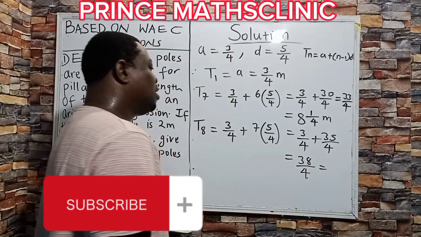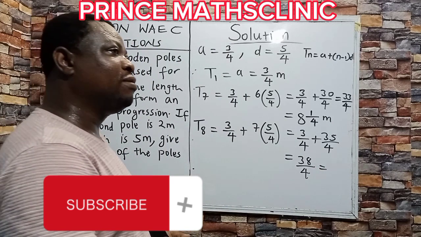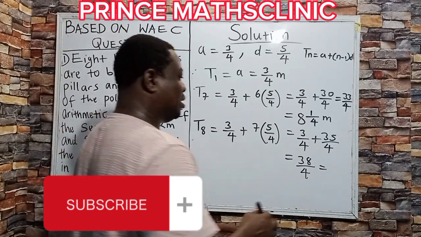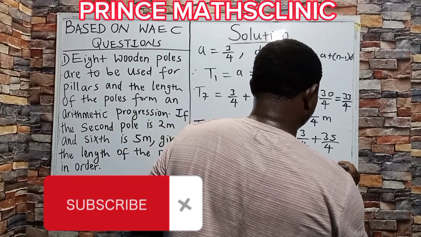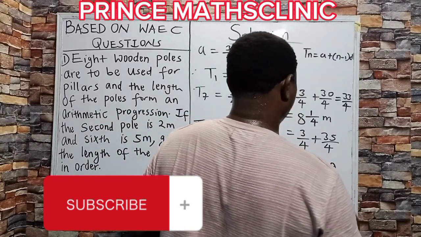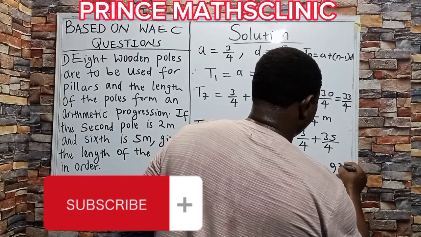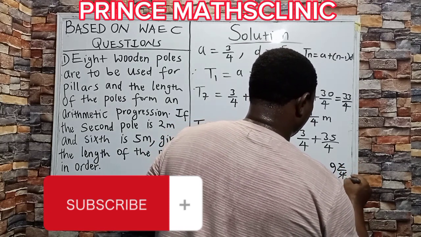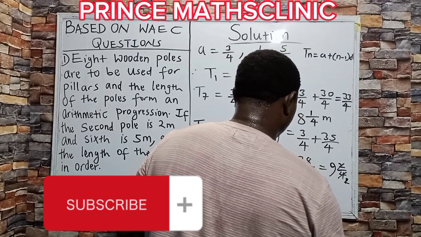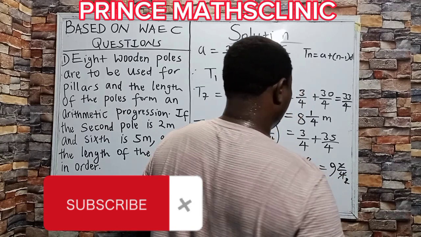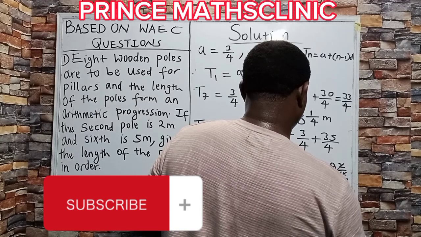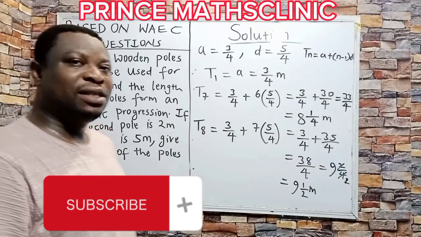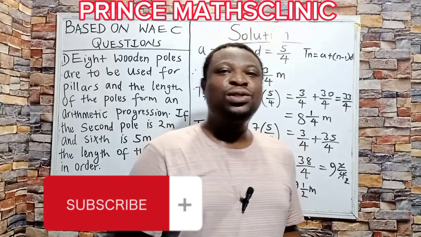And 4 can go in 38 in 9. 4 times 9 is 36, remainder 2 over 4. 2 can go here, 1. Sorry, 2. So this becomes 9 whole number, 1 over 2, right? Meters. Let's consider another question.